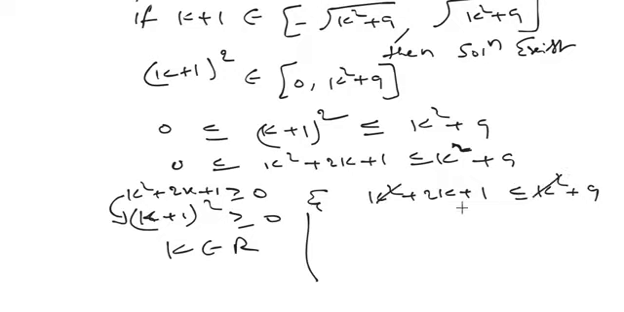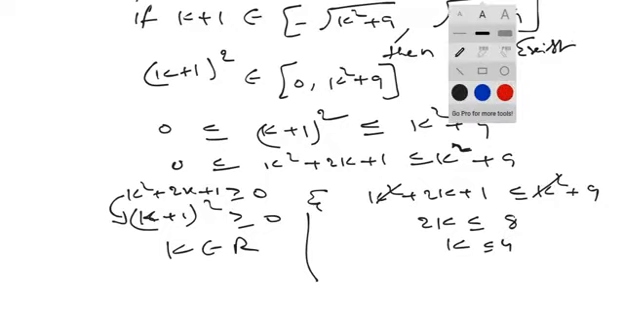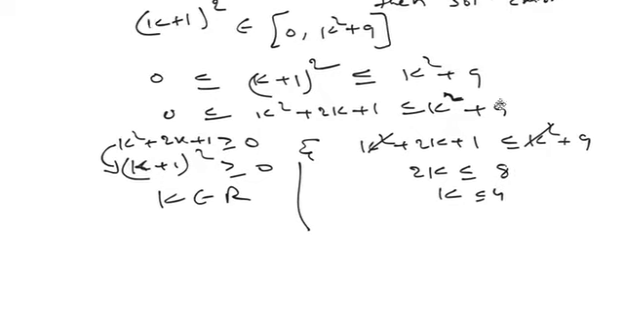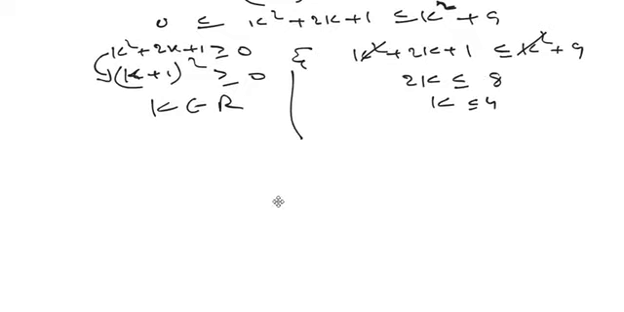Here I can cancel k square on both sides. So it will be 2k less than or equal to 8. Now k less than or equal to 4. Now how to write the solution, that is the main thing here. Writing the solution for k is the main thing.